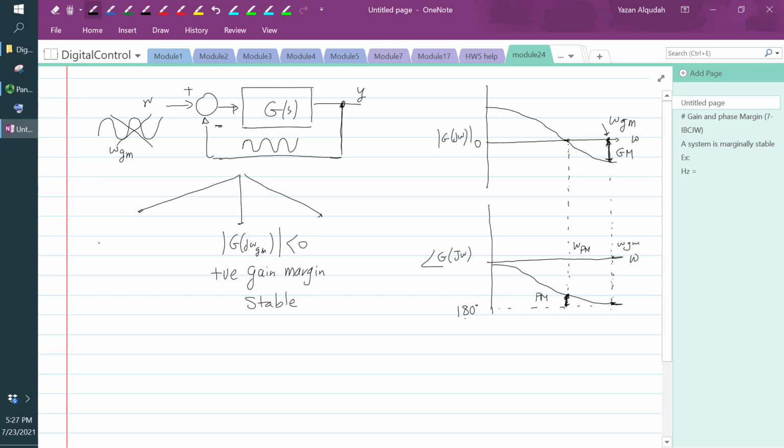The second case is I'm going to have G of j omega gm that is greater than 0. And in this case, the gain margin will be negative.